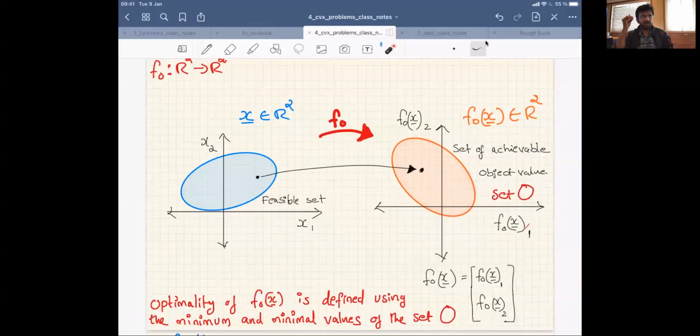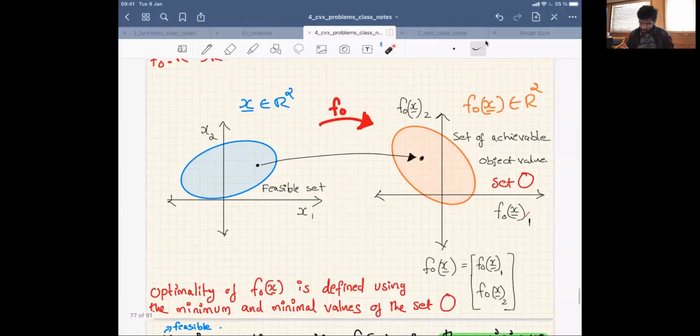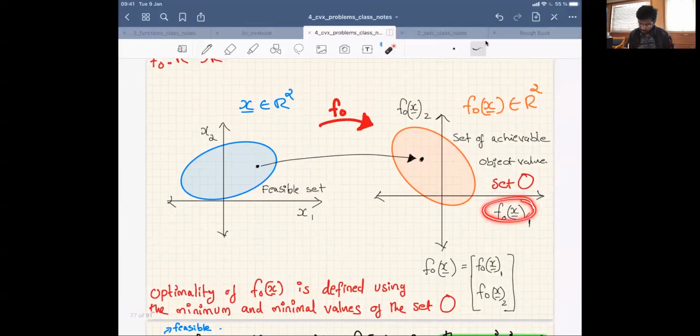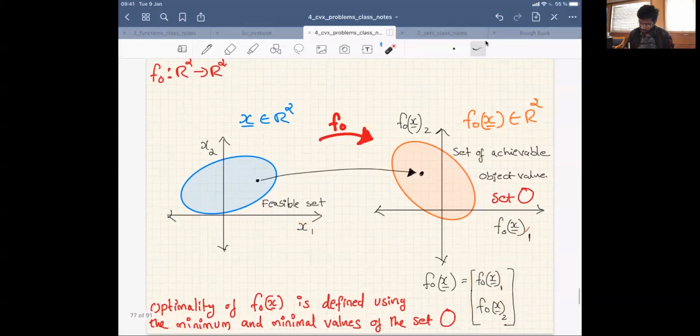We saw two concepts while we were discussing convex sets: the minimum of a set and the minimal of a set. That concept we will use here. Here I am representing the first component of f0(x) as f0 1 and the second as f0 2. This means the first component and this is the second component. It's just a notation I'm using. Maybe you can use f0 1 of x, that's also fine.